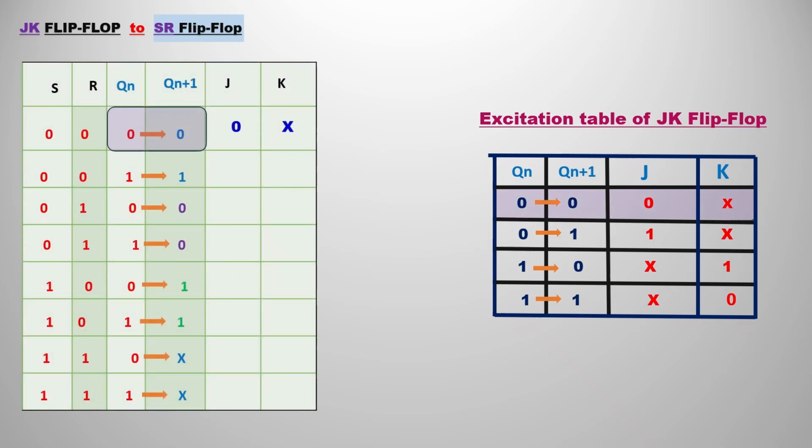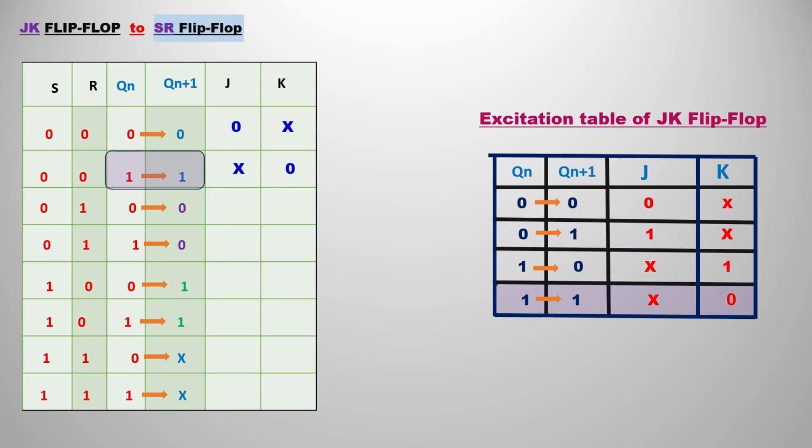Now we are going to start filling the SR truth table with the help of the JK flip-flop excitation table. For the first transition from Qn to Qn plus 1, we have 0 to 0. We compare the same transition in the excitation table and fill JK as it is there. If you observe, it is 0 don't care. So fill 0 don't care directly in this table for JK.